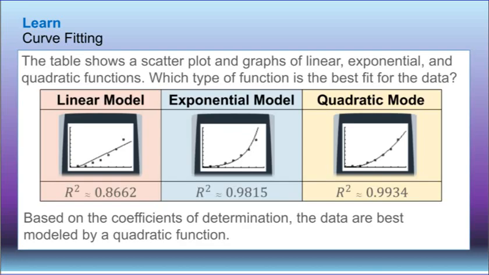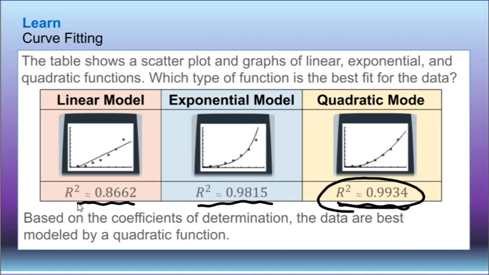So the table shows the scatter plots and graphs of linear, exponential, and quadratic functions. Which type of function is the best fit for the data? So here, if you compare our r squares, the one that's closest to 1 is actually this one. And because that one's closest to 1, we would say that this would be more of a quadratic function.